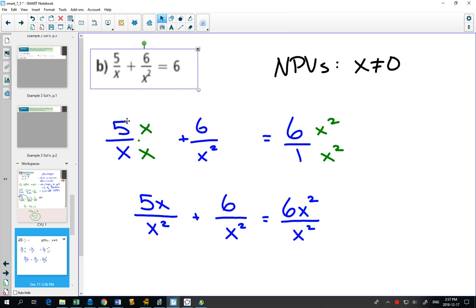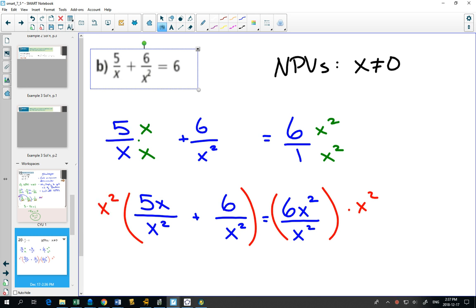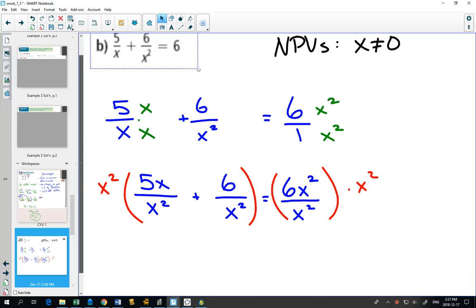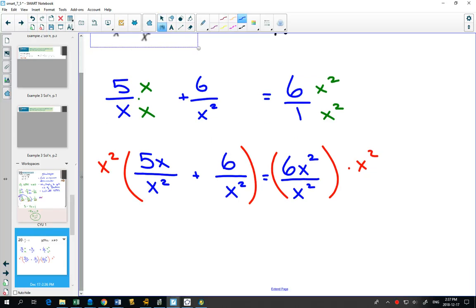At this point, you could multiply this side by x squared and this side by x squared. I think for simplicity's sake, you could show your work this way. Multiply this side by x squared, that side by x squared. And then what's going to happen? All your denominators are going to cancel out with those x squareds. You're just going to have 5x plus 6 equals 6x squared.